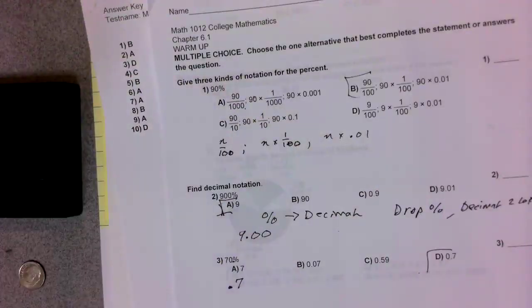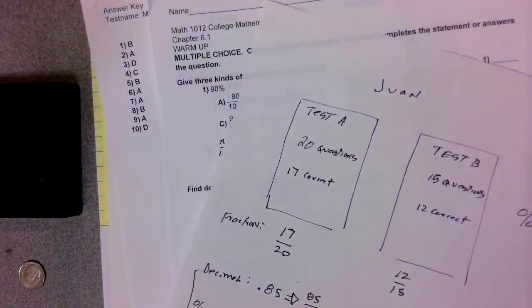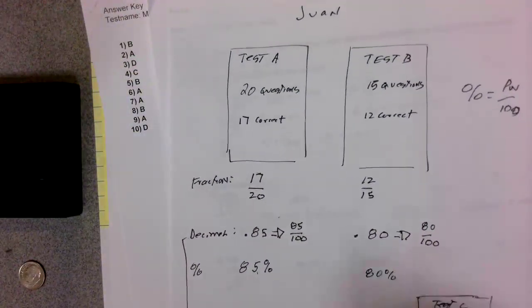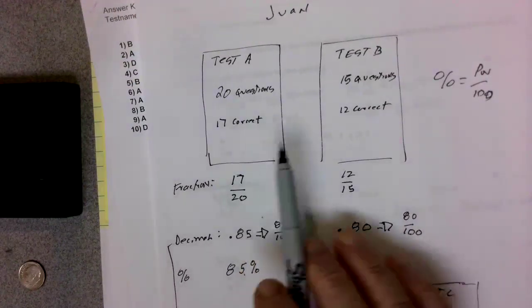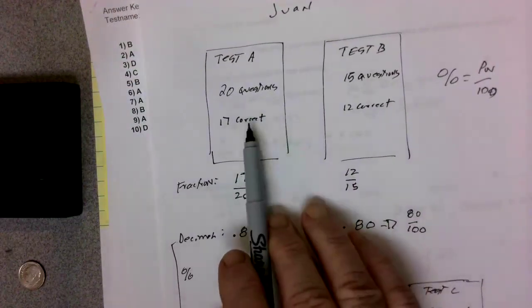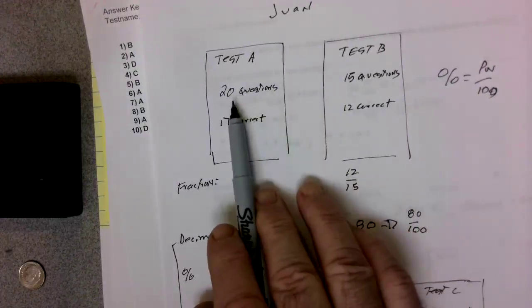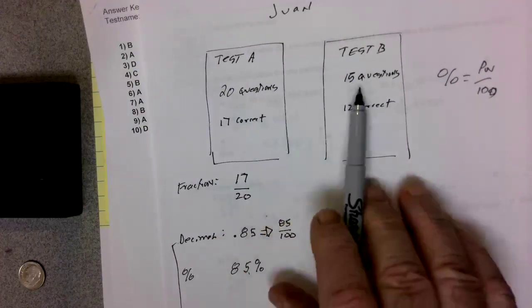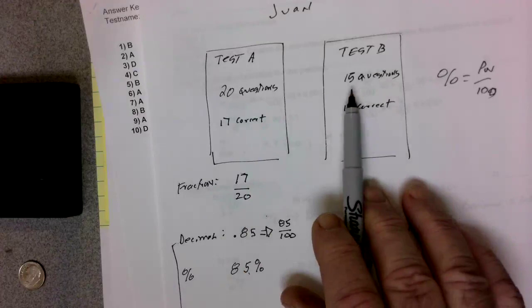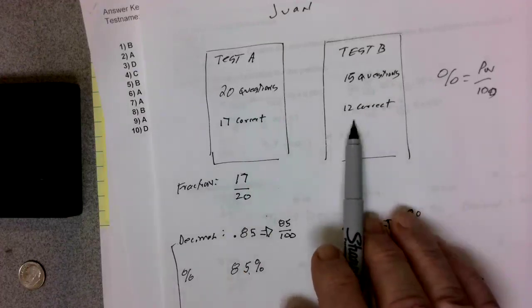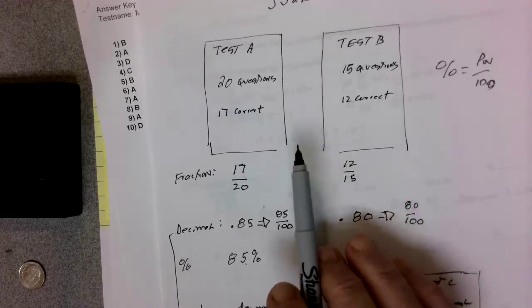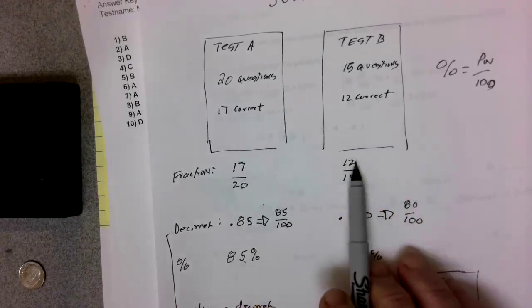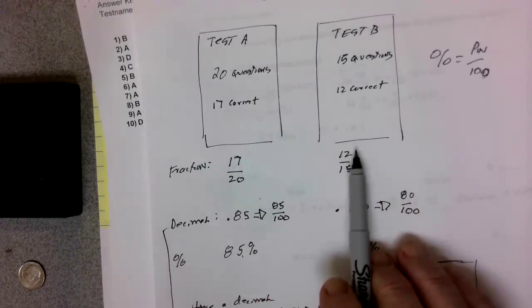Now, another usage that is very common is this idea of having a test and having the tests count equal weights, but having different numbers of questions. So here's a situation where a student had a test with 20 questions and got 17 correct. Another test counts the same in the grade point, only 15 questions and 12 correct. Obviously, the student can go around saying, oh, I'm doing great in that class. I got 17 out of 20 and 12 out of 15. And that's about as far as the comparison can go.